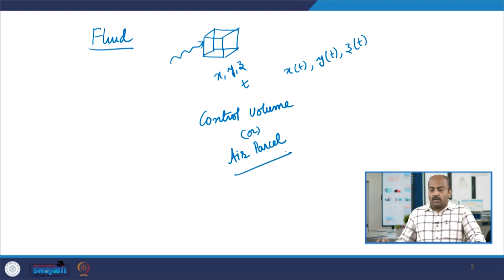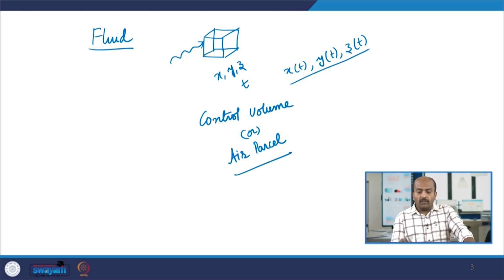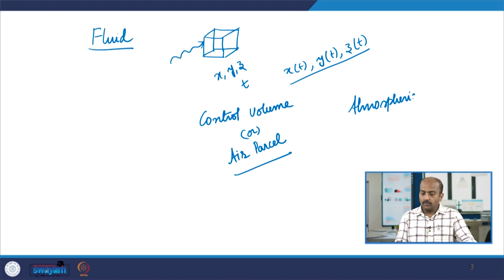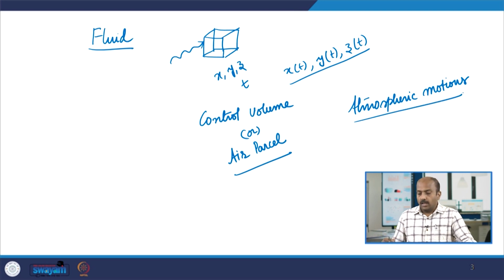Right. Now, the point is you have to see how you can get these x of t, y of t and z of t. What do they tell you? They tell you how the air parcel is going to behave, where it is going to go, and which trajectory it is going to take from one point to another point. Essentially, we are trying to understand the atmospheric motions. That is it, as simple as that.